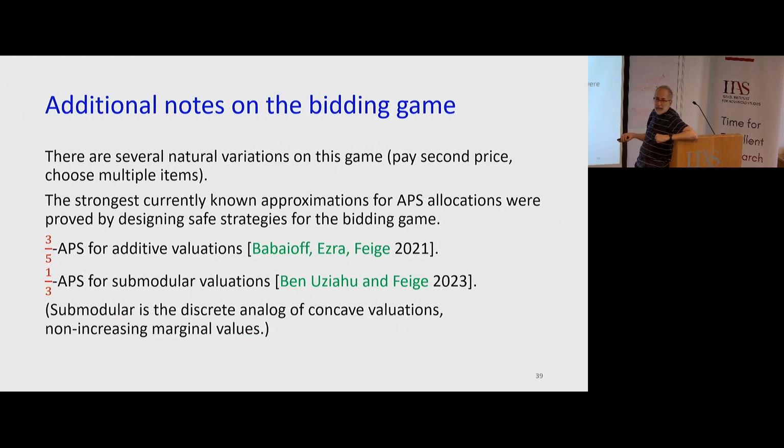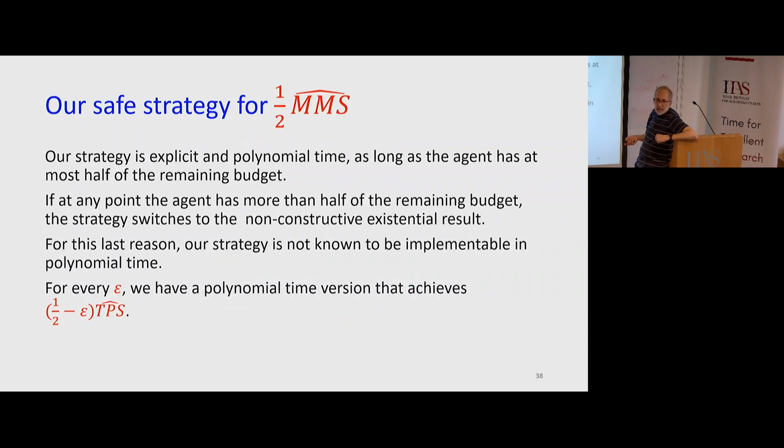Could you explain that point again? If at any point an agent has more than half of the remaining budget, then it doesn't continue with our polynomial time strategy. But as I said, when you have more than half the budget, we have an existential proof showing that there is some strategy, we don't know what it is, that guarantees to you at least half of the value of the remaining items. Yes, of the remaining assets.